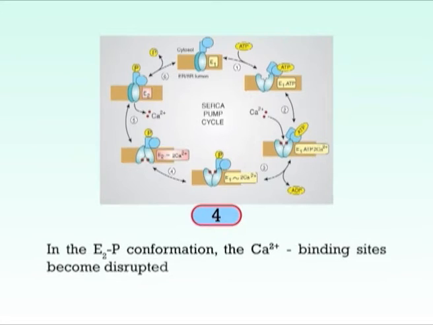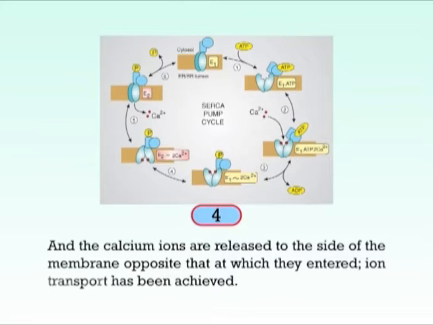In the E2P conformation, the calcium ion binding sites become disrupted and the calcium ions are released to the side of the membrane opposite that at which they entered. Ion transfer now has been achieved.